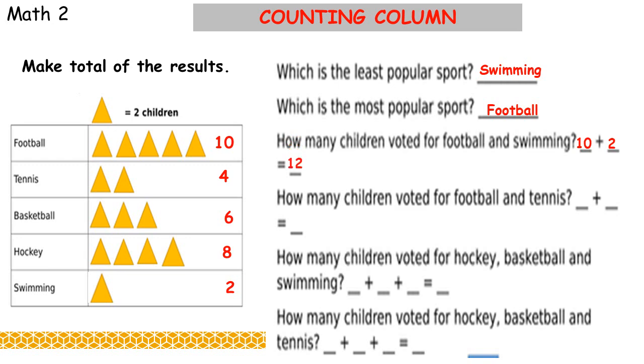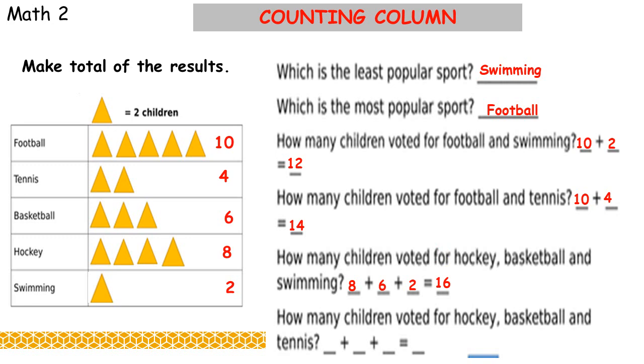How many children voted for football and tennis? 10 voted for football and 4 voted for tennis. If we put them together, it will give us 14. How many children voted for hockey, basketball, and swimming? 8 voted for hockey, 6 voted for basketball, and 2 voted for swimming. If we put them all together, it will give us 16.